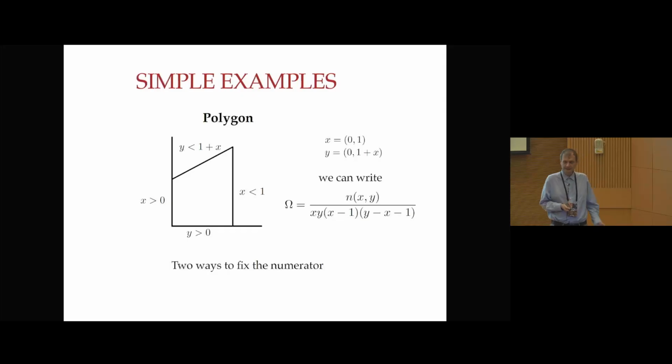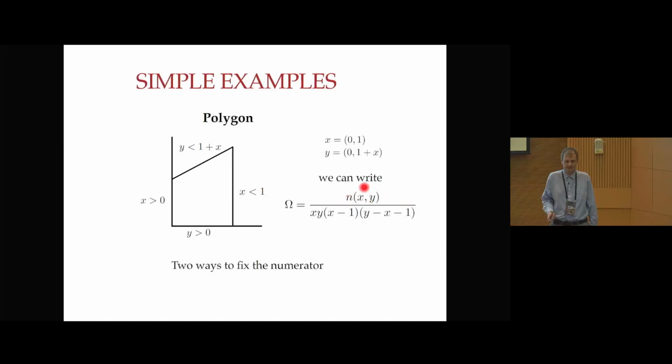Now, let's do a slightly more complicated geometry, which is a polygon. So we are still in the plane. It's a two-dimensional space, but now we have four boundaries. So the four inequalities which define the geometry are given here. The inequalities become equalities once we approach the boundary. It has four boundaries, and so the differential form must encode that in the poles. So there are 4 poles over here.